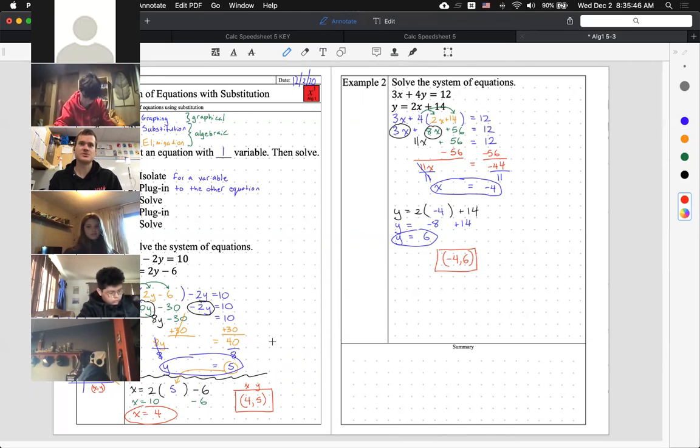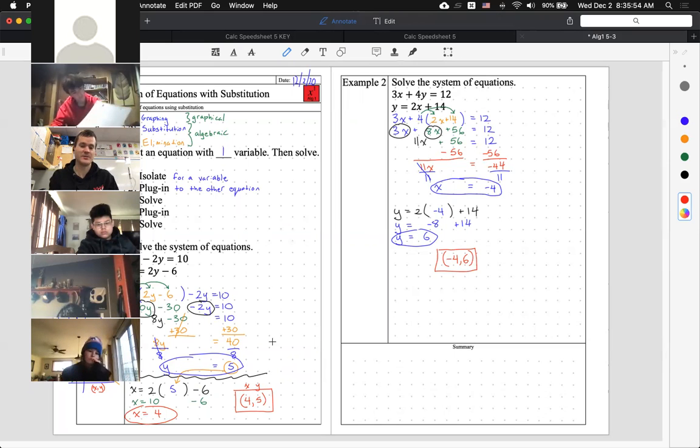You still need to be in Zoom, but now you can turn your cameras off and you should be working on the homework on Khan Academy. It's just one assignment today. And if you have any missing assignments, please work on those after you finish the homework for today.